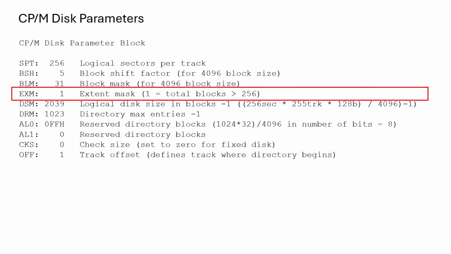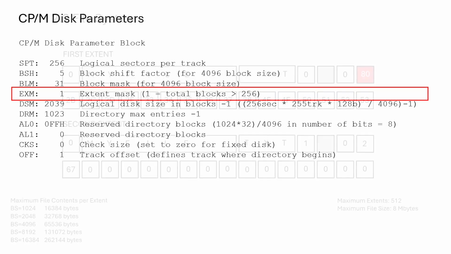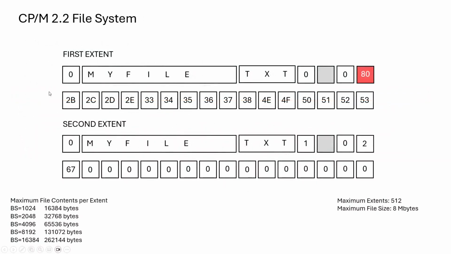Now, if you remember when we were talking about disk parameters, there's one entry in that disk parameters block that affects how the directory looks, the EXM. If you have less than 256 blocks in your file system, then this is going to work out really well, because 1 byte can reference up to 256 allocation blocks. But what if you have more than that?